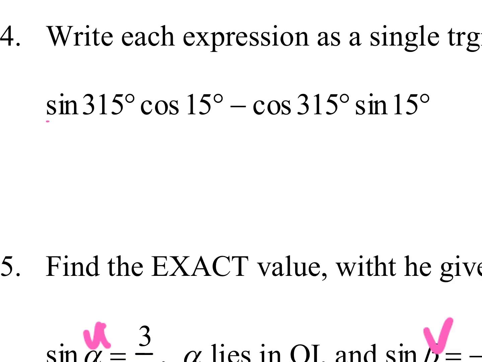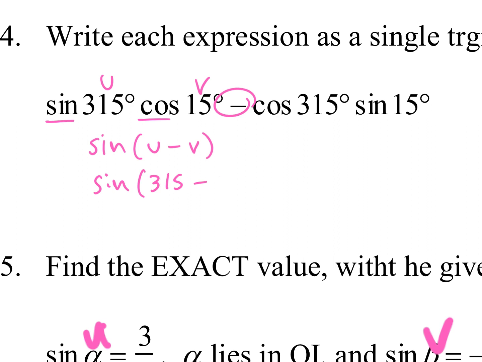We need to figure out which formula goes sine, cosine, and minus. So which of our sum and difference formulas goes sine, cosine, and minus? So sine of U minus V. So this is our U, and this is our V. So this will be sine of 315 minus 15. So sine of 300. So this is part of our answer. We need to figure out what the sine of 300 is.